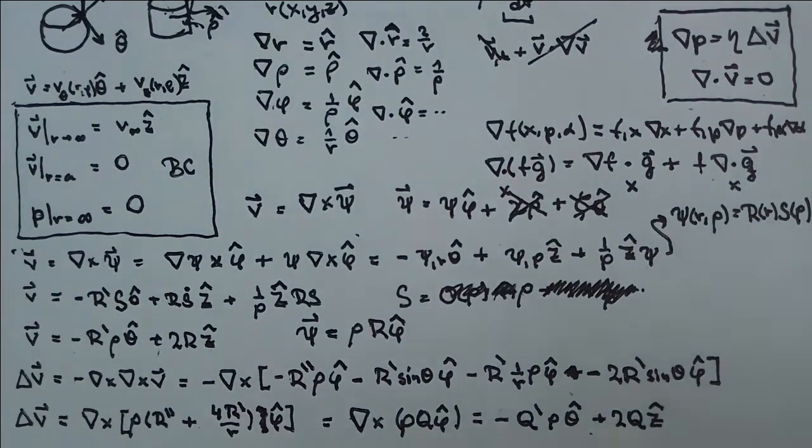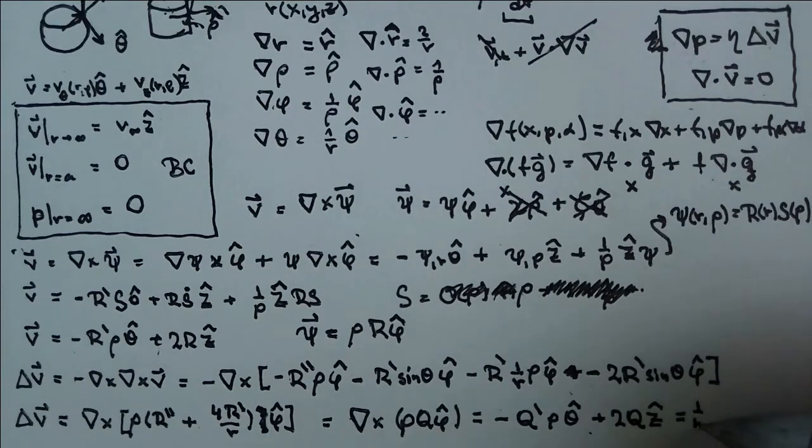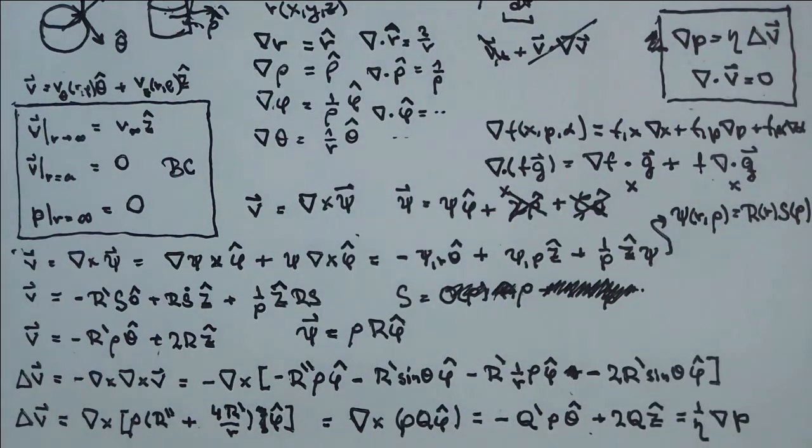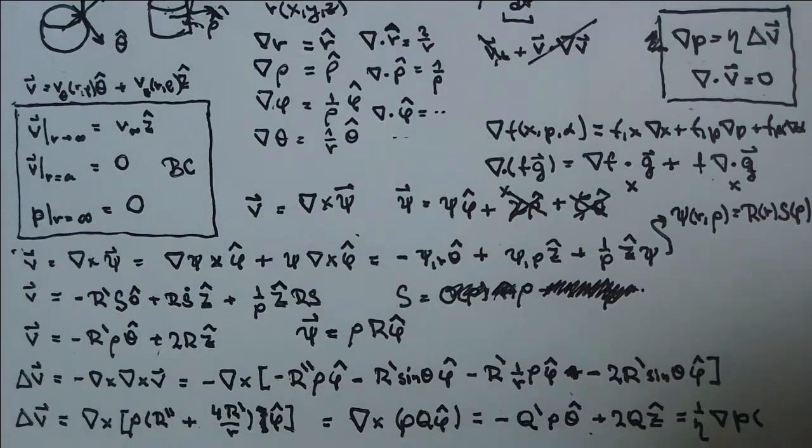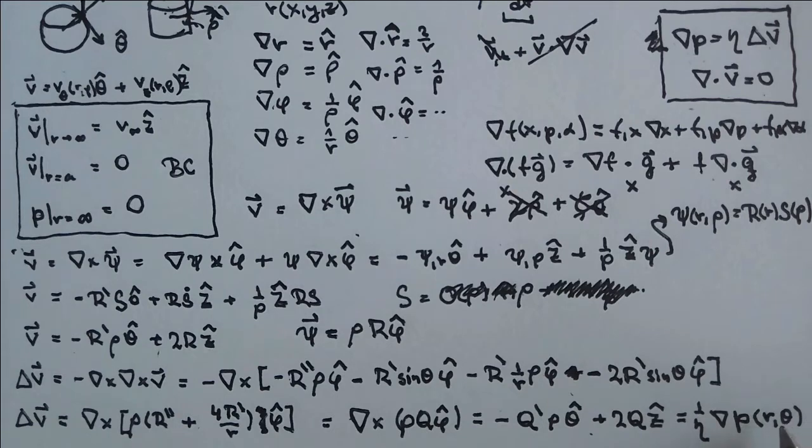It was really easy. And we have to equate this with 1 over eta gradient of the pressure, which is the first of the Stokes flow equations. How can we do that? We will assume that p is a function of 2 variables, and these variables will be the variables of spherical coordinates. But if we take nabla of p in terms of r and theta, the result will be the sum or linear combination of r hat vector field and theta hat, and there is none of z hat.